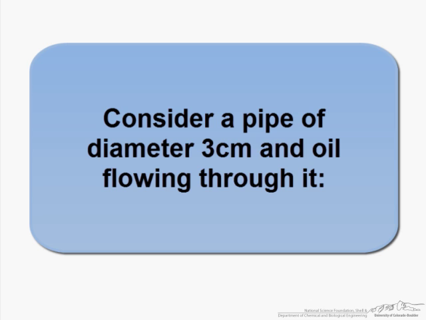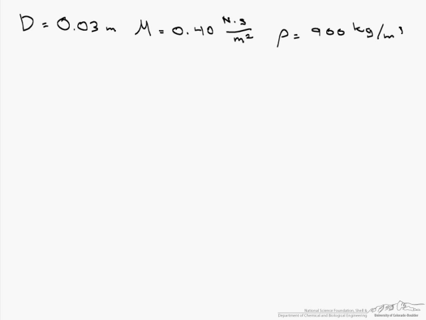So let's consider an oil that's flowing in a pipe. The pipe has a diameter of 0.03 meters, and the oil has a viscosity of 0.40 Newton second per meter squared, with a density of 900 kilograms per meter cubed.